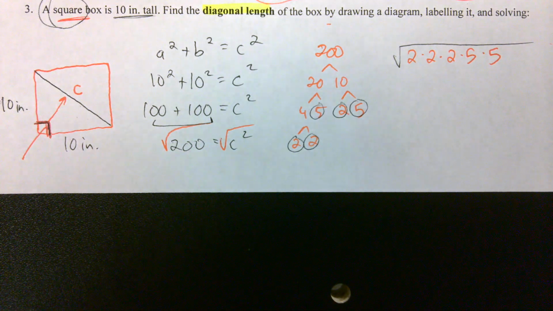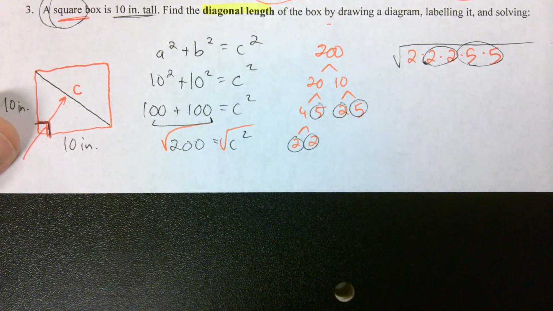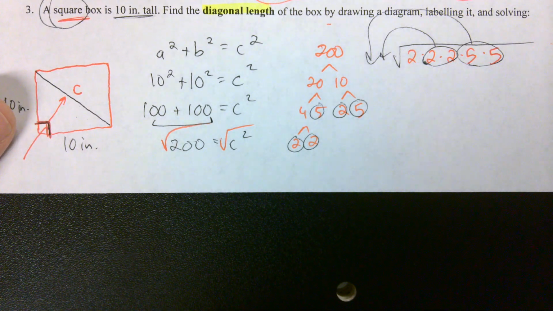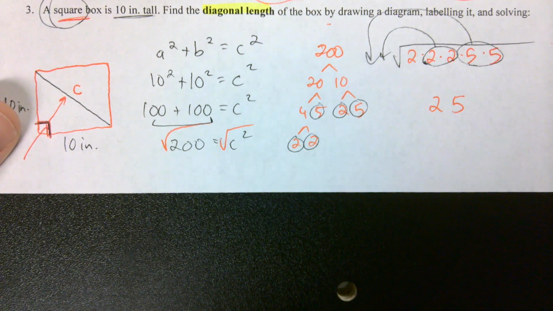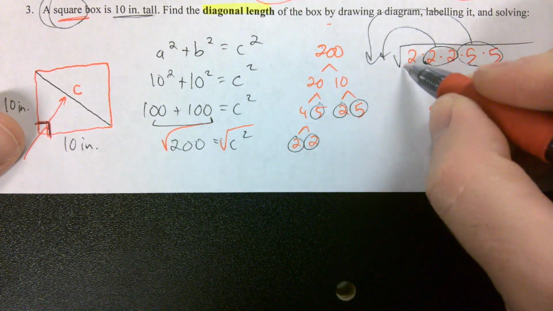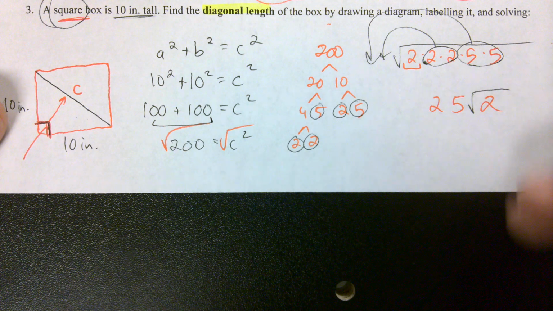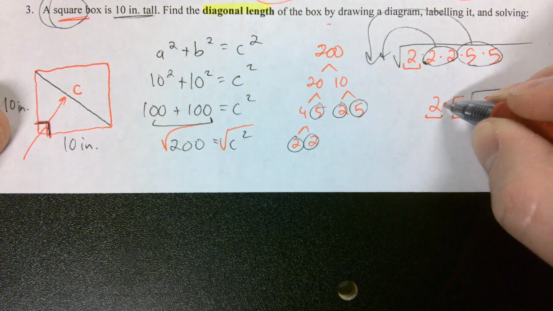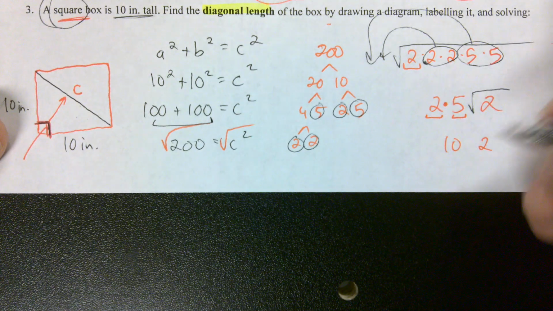Any pairs in there? Pair of 2s? Pair of 5s? This is interesting. Now we're bringing 2 pairs out. Okay, my 2s become a single 2. My 5s become a single 5. What's left inside the square root? Just a single 2. Okay, so I brought out my 2. Brought out my 5. What do I do with my 2 and my 5? Multiply them. Giving me what? 10 root 2.